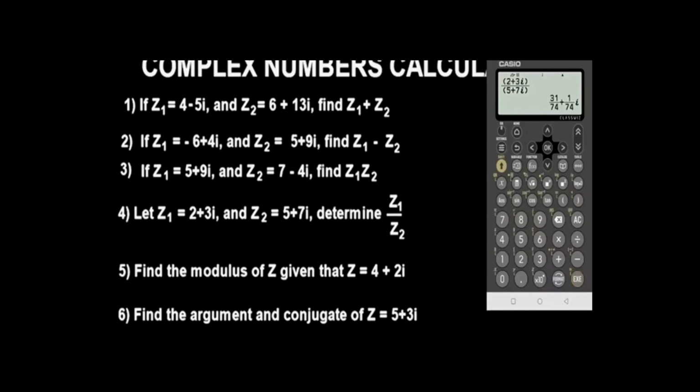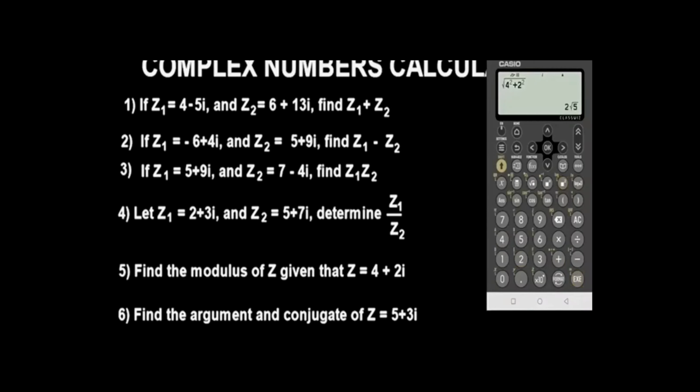So let's solve question 5. We are asked to find the modulus of z given that z equals this value. So modulus is either the same as magnitude or absolute value. So to get the modulus of this complex number, you just use the formula for the magnitude of a vector. So it's going to be square root of 4 squared plus 2 squared. Don't include the i symbol. So then press execute. So this is the modulus, 2 root 5. It's as simple as this.